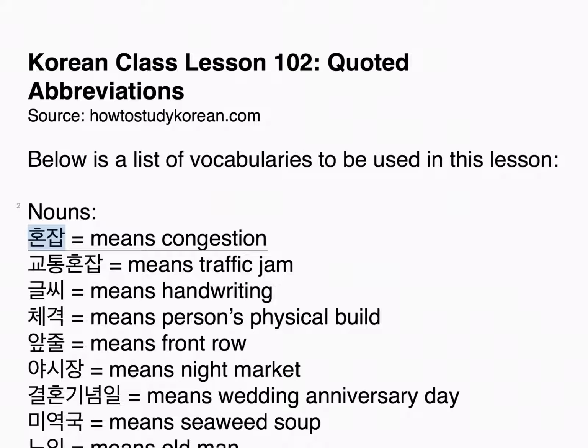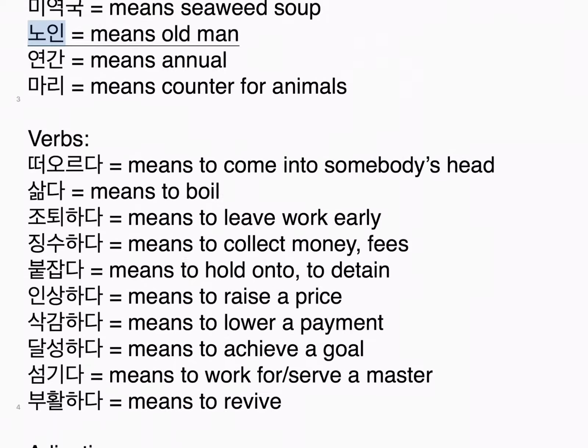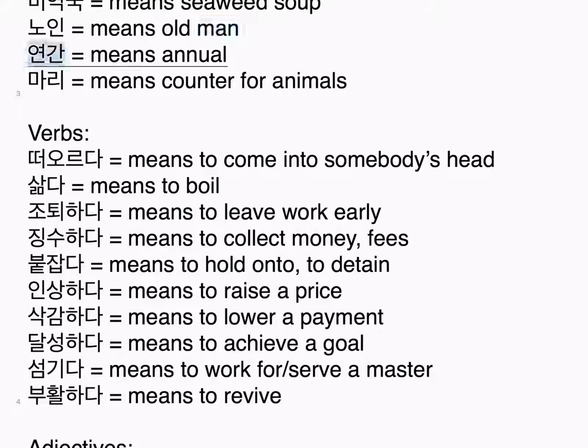Nouns. 혼잡, means congestion. 교통 혼잡, means traffic jam. 글씨, means handwriting. 체격, means person's physical build. 앞줄, means front row. 야시장, means night market. 결혼기념일, means wedding anniversary day. 미역국, means seaweed soup. 노인, means old man. 연간, means annual. 말이, means counter for animals.